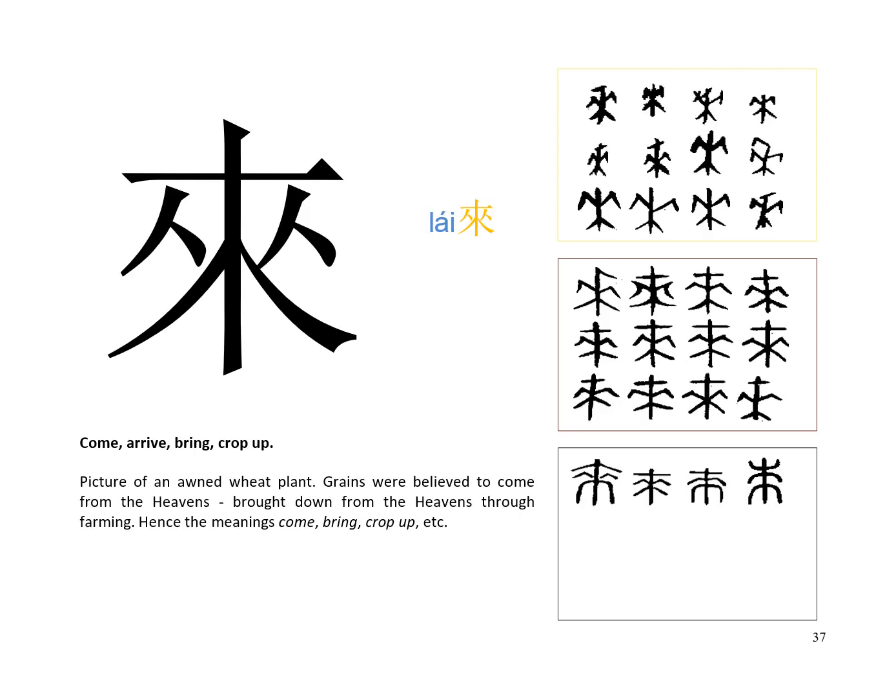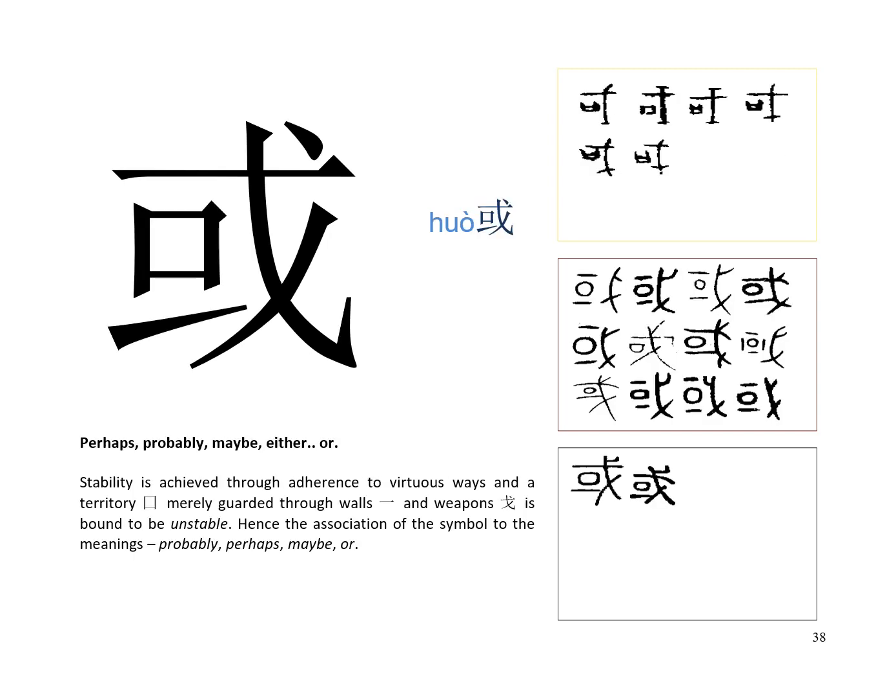So this word is lai, and the form of the symbol is that of a plant, a wheat plant growing, and you see the awns, a picture of an awned wheat plant. So the grains were thought to have been gifted by the heavens, like a gift from above. It was easy to tell. The meaning of the previous glyph is come, arrive, to crop up, and so on.